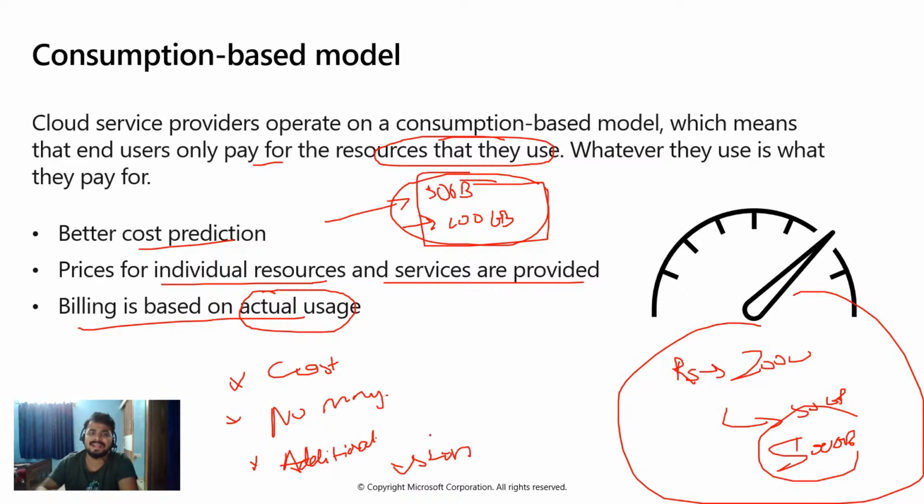So these are the advantages of the consumption based model, and our cloud provider, that is Azure, goes with this approach. Also you can call it pay as you go service. So as soon as you go, use it more and pay for it. That's it. So that's called the pay as you go model. All good. Yep. So we'll go for the next one.